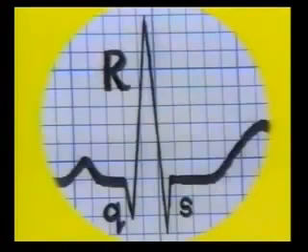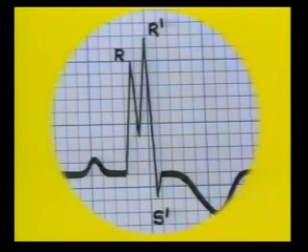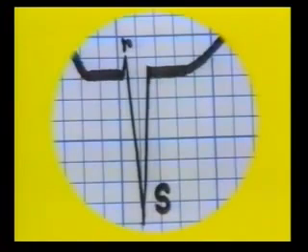Now coming to the QRS complex, the initial downward deflection of the QRS complex is termed as the Q wave. It may or may not be present. The first upward deflection of the QRS complex is termed as the R wave, and the downward deflection following the R wave is termed as the S wave. Sometimes there may be a second upward deflection following an R wave. It is termed as R dash wave. And if a downward deflection occurs after R dash wave, it is termed as S dash wave. Now we shall see a few QRS complexes to understand the terminology better.